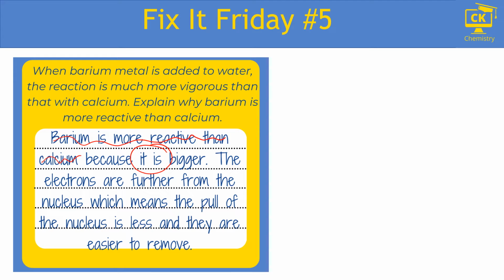It is bigger. Okay, so one main problem with this is that we've mentioned two things previously in the sentence, barium and calcium. We could probably get away with the fact that the examiner would assume that we're talking about barium. However, it is not specific enough anyway, because what is it about barium that is actually bigger? So what we should be saying is that barium has a larger atomic radius, or you can simply say that it has bigger atoms than calcium.